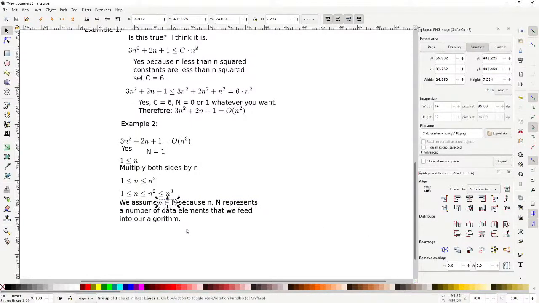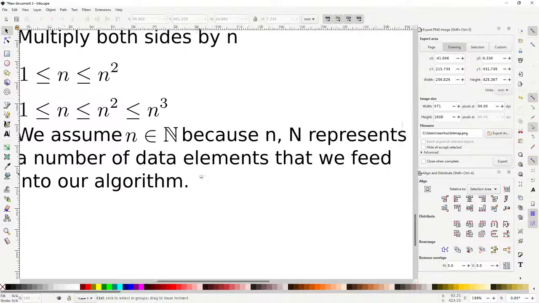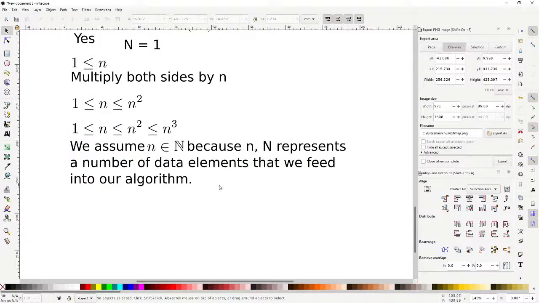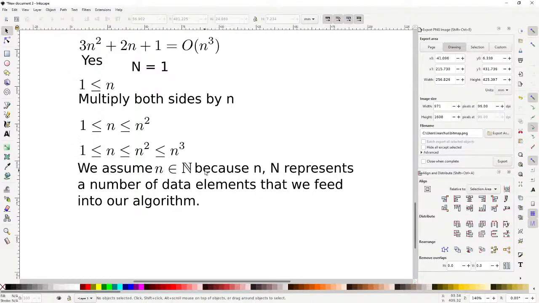So we assume that n is an element of the natural numbers because they always represent the number of data elements. So if something isn't true for fractional values, or if something doesn't exist for fractional values, it's okay because n should never be a fractional value, hopefully. Maybe you have an algorithm that takes a fractional sized input, but I've actually never seen anything talked about that way. Normally we always talk about it as a discrete thing in the natural numbers.